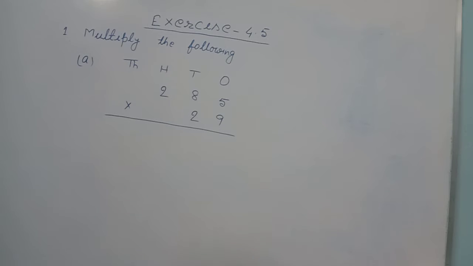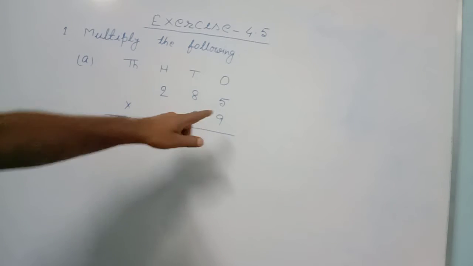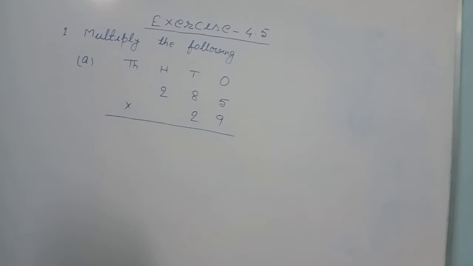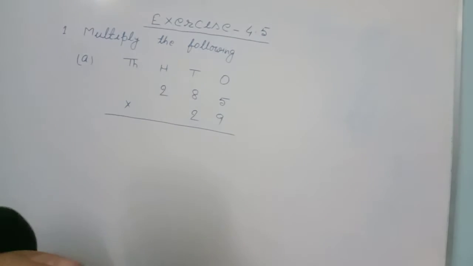Let us start exercise 4.5. In question number 1a, you are asked to multiply 285 into 29. First we will multiply these two digits, 9 and 5.